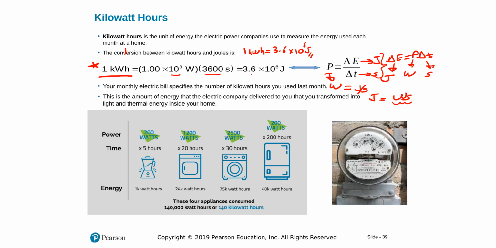And over here there are some examples of how much power a device draws, how much time, and how much energy it spends. So 200 watts of power for 5 hours will spend 1 kilowatt hour of energy, and so on. And here is how our energy is calculated, and we are charged in terms of kilowatt hours.